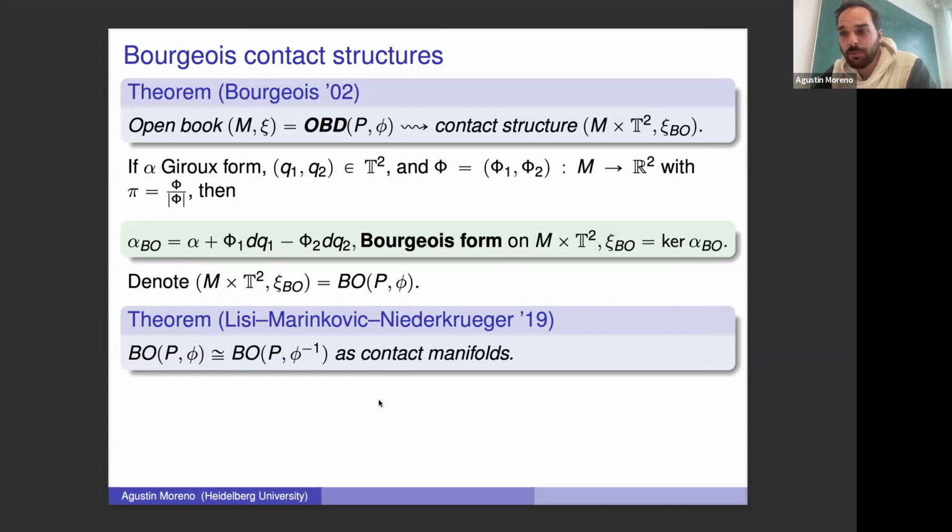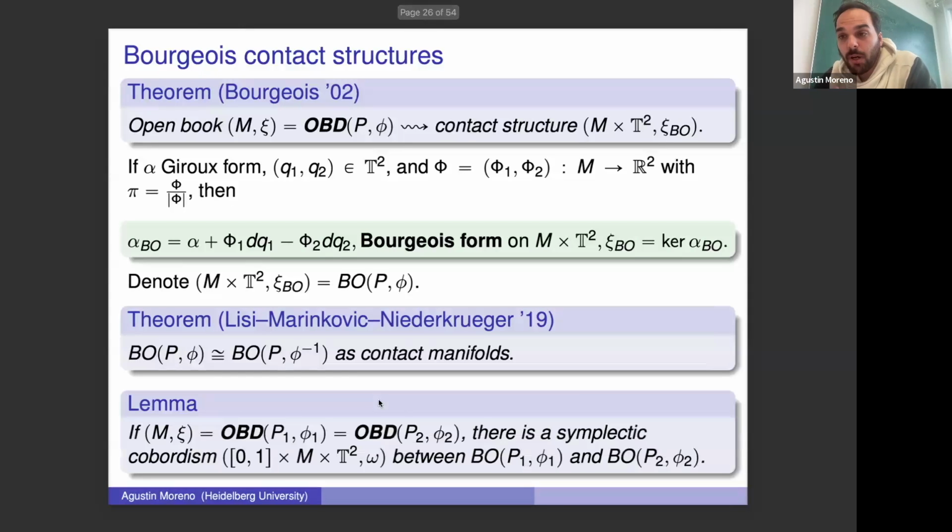So this is what those people are doing. And there's another property which we will use in the proof. First of all, the Bourgeois manifold depends not only on the contact structure, but also on the open book that you start with. So in principle, if you take two different open books for the same contact structure, you might get different Bourgeois manifolds, and you do in general.